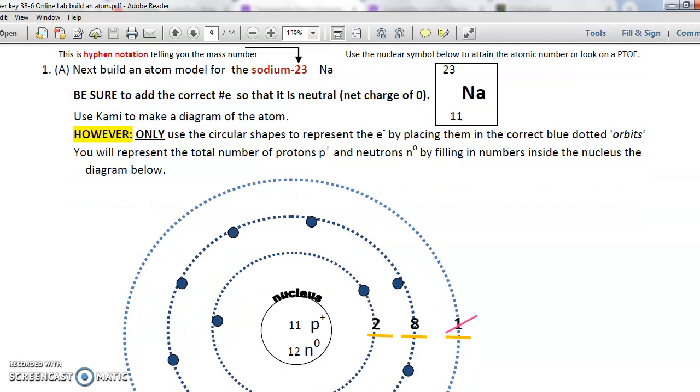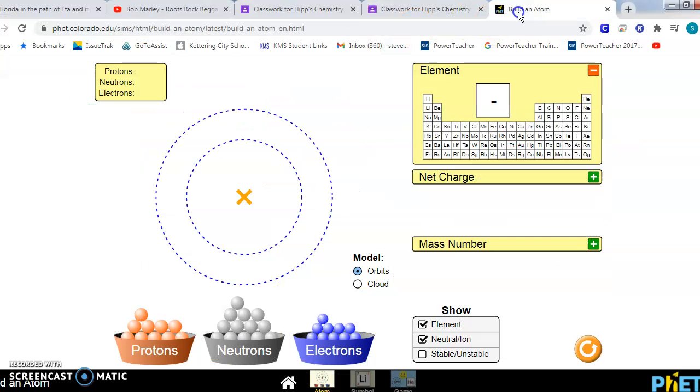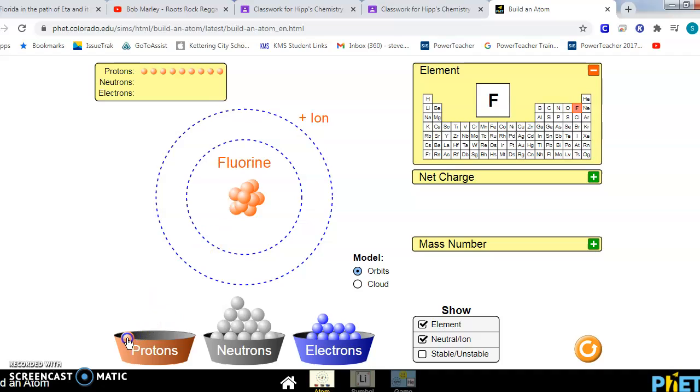Now, they didn't want us to build this one. You're like, why didn't we have to build this one? That's a fair question. Well, here's why. We said we needed 11. 1, 2, 3 is lithium. 4 is beryllium. 5 is boron. 6 is carbon. 7 is nitrogen. 8 is oxygen. 9 is fluorine. 10 is neon. I'm out of protons. I needed 11 protons to match my atomic number. So I could not build this one because they didn't have enough to build it.